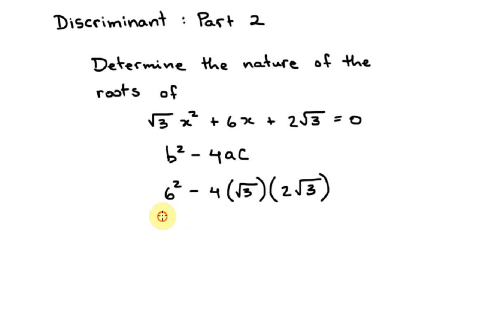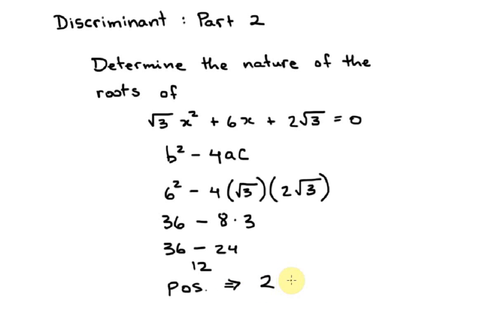Okay, now I'm going to work this out. We got 36 minus, now 4 times root 3 times 2 times root 3 is 4 times 2 is 8. And root 3 times root 3 is root 9 or 3. So what I have here is 36 minus 24, which is 12, but it's good enough to even conclude, oh, it's positive. Therefore, what do we have? We have 2 solutions, or 2 real, if you want to be specific, 2 real solutions.